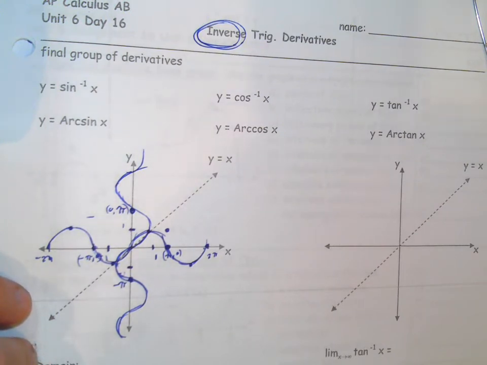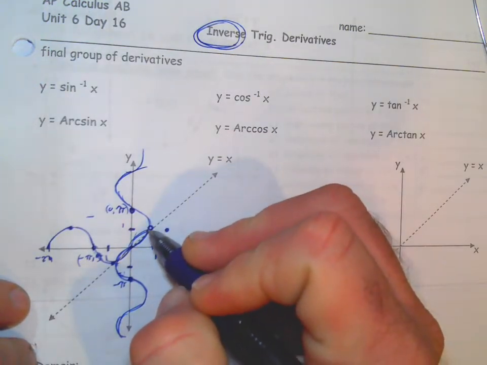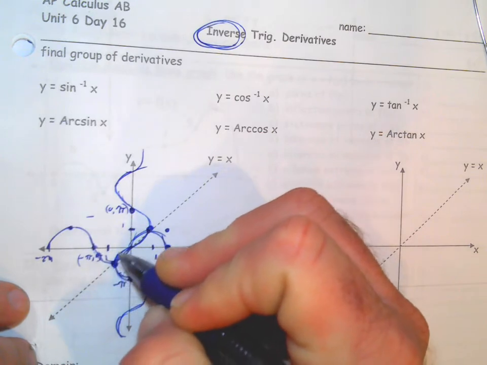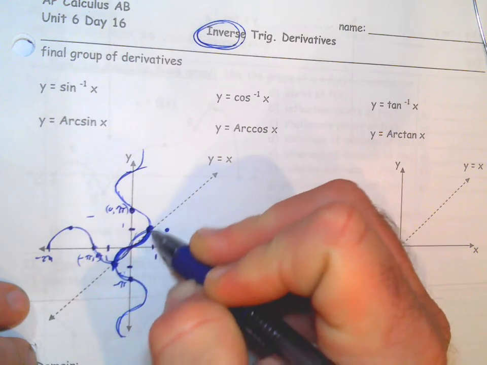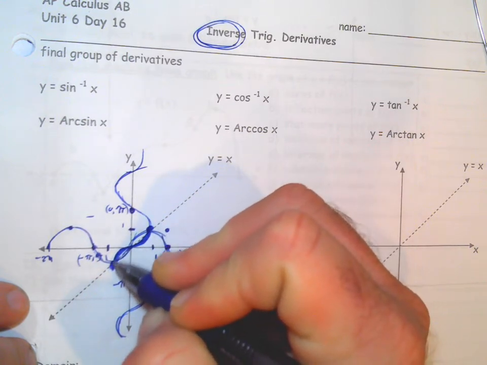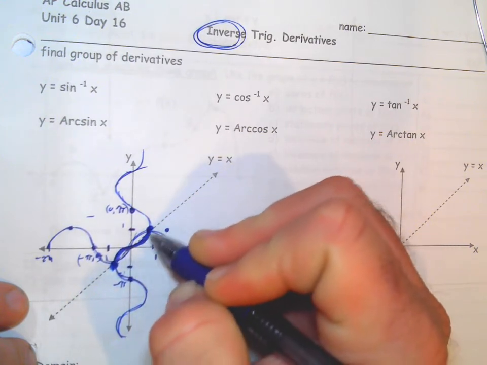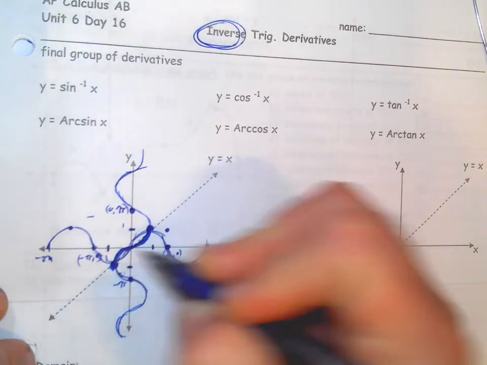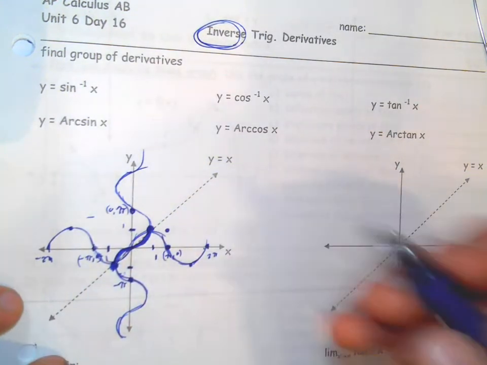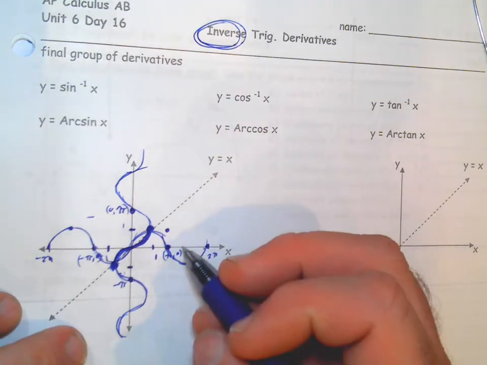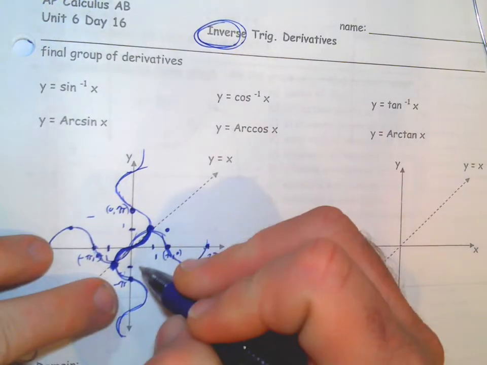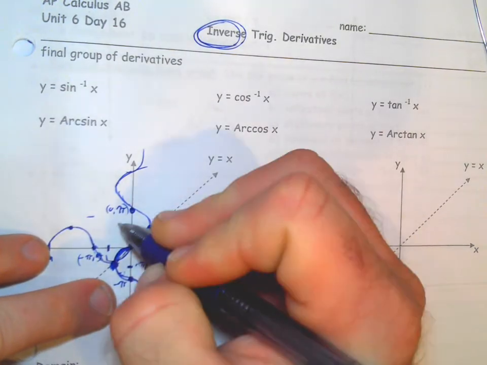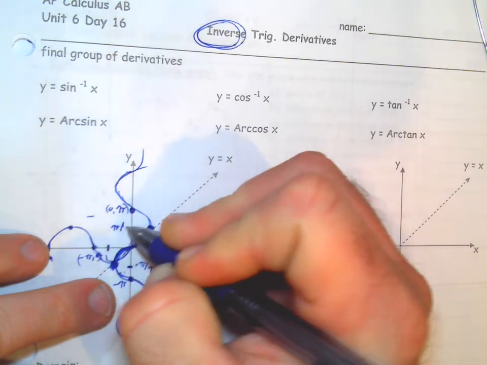So what we're going to do is restrict it to just a portion of that graph so that it is a function. And we're going to pick the piece of the graph that's as close to the origin as possible. You could break it up in a lot of different ways, but this is the piece of the graph that everyone agrees is inverse sine. And the angles that create this go from negative pi over 2 to positive pi over 2.